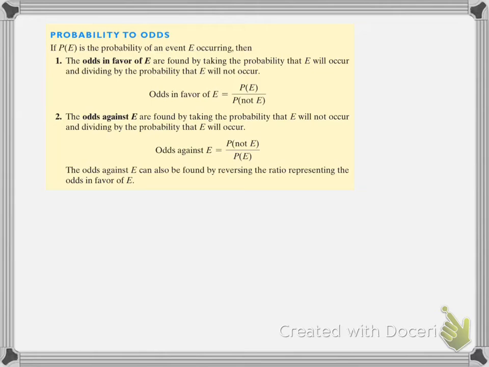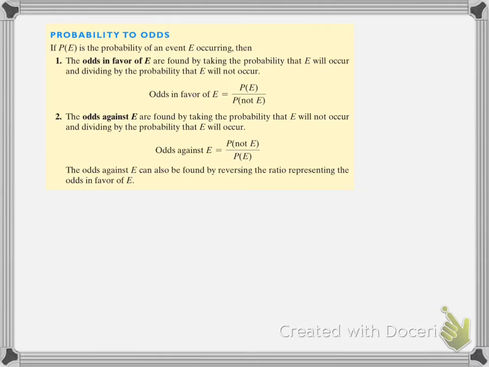Okay, now we're going to look at odds. Odds is actually really pretty easy. The odds in favor of E are found by taking the probability that E will occur and dividing by the probability that E will not occur. The odds against E are the probability that E will not occur divided by the probability that E will occur. So this is the definition of odds in favor of an event and odds against an event.